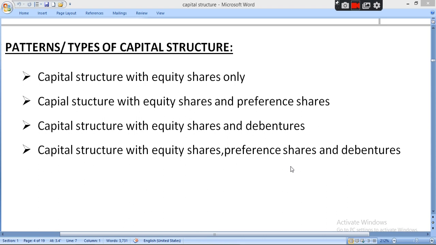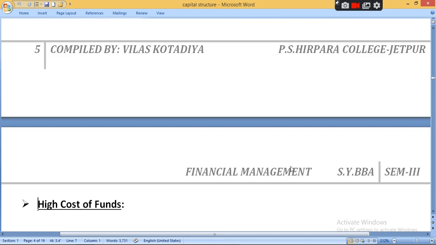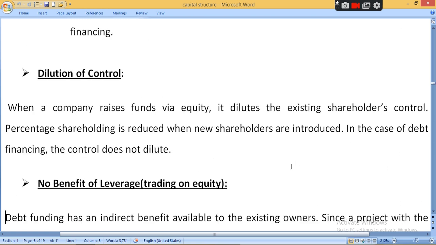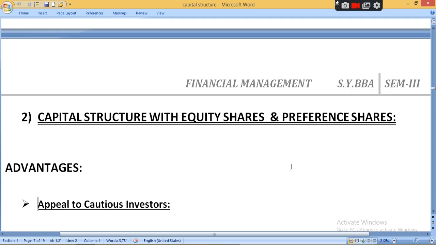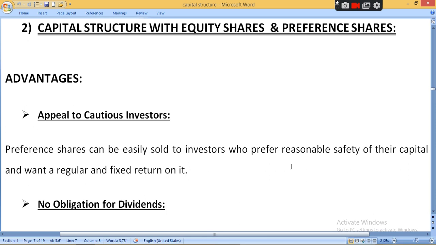So let's start with the second one, that is, capital structure with equity and preference share, clear. I just repeat, what do you mean by capital structure? Capital structure means a mix of owner's fund plus borrowed fund, clear. You have to design your capital structure in an optimum way. Optimum capital structure, or ideal capital structure, means maximize the profit and minimize the loss, clear.